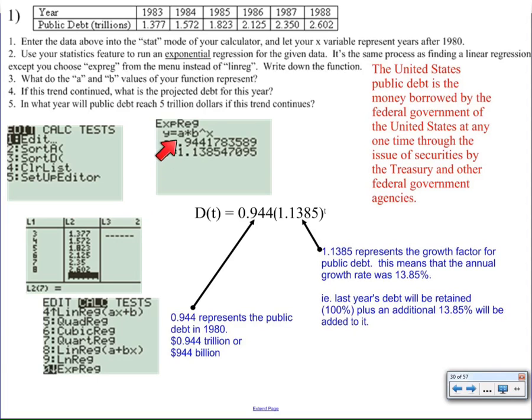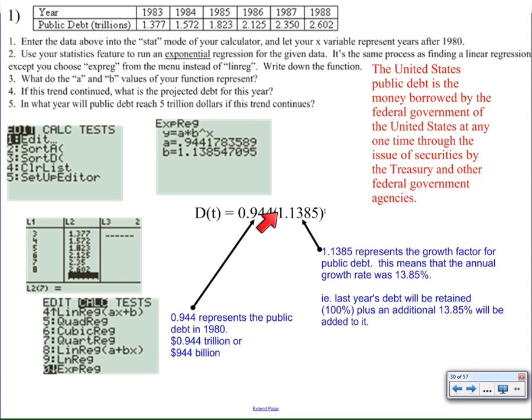The TI will oblige by giving you A times B to the X, just like we said. It gives us our A value and our B value. What's left for us to do is to interpret the meaning of these numbers. The 0.944, for example, represents the public debt in the year 1980, which we would translate as $0.944 trillion, or in other words, $944 billion in debt in 1980.